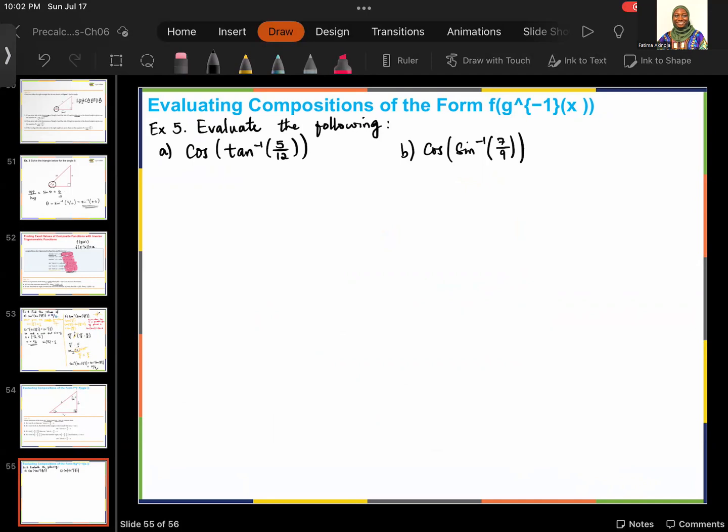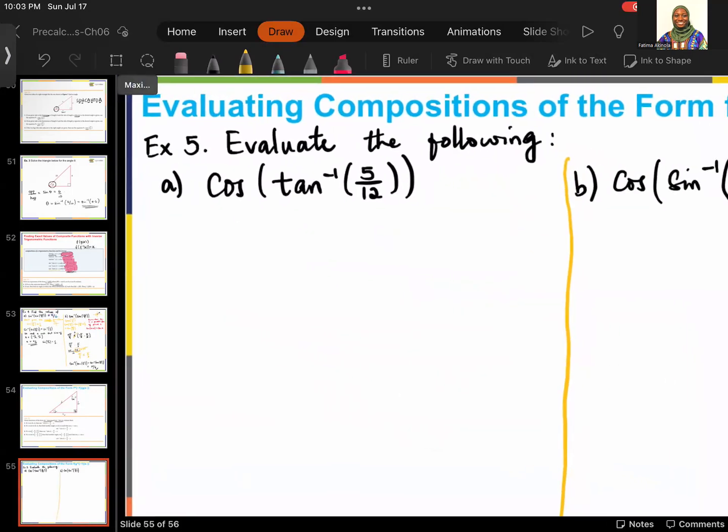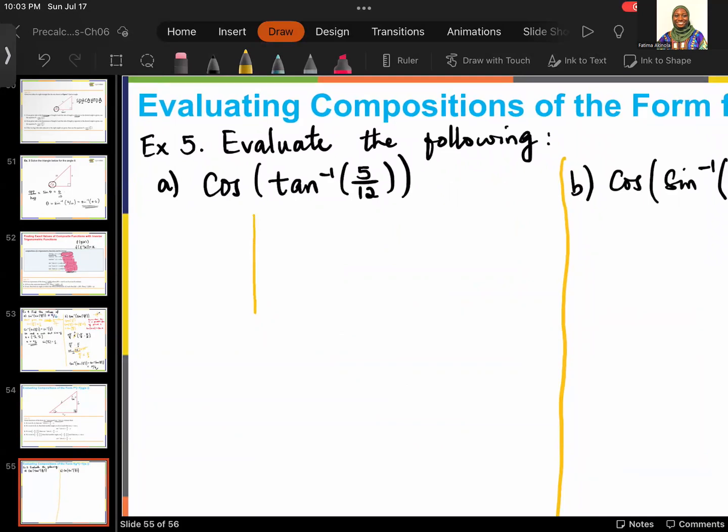A very good thing to note here is that when you're given a problem like this, the knowledge that you've gained from 6.2 will help you. Let's draw a line here to separate our problems. You want to first draw a right angle triangle. Mine is not drawn to scale. And again, start with the inner. So tan inverse of 5 over 12. If this is equal to, say, x, then tan of x is 5 over 12.